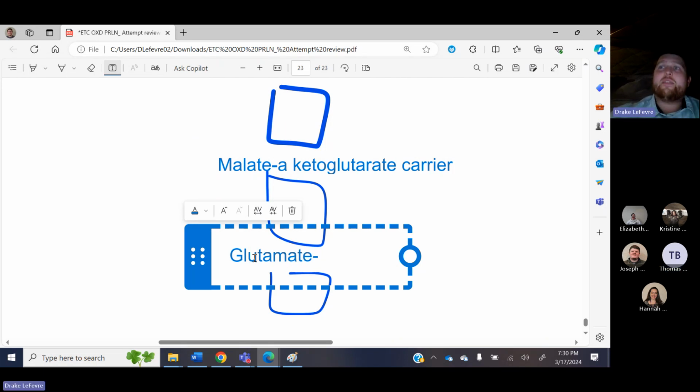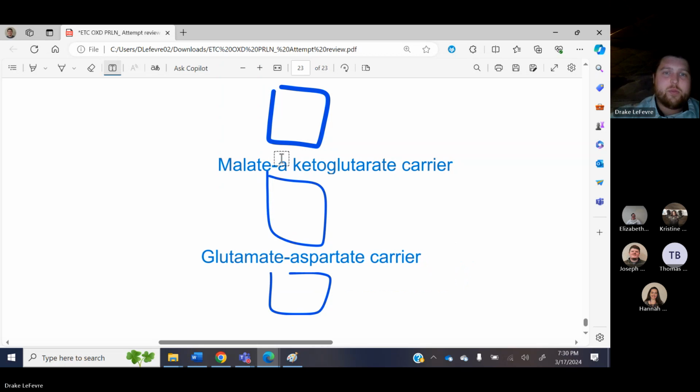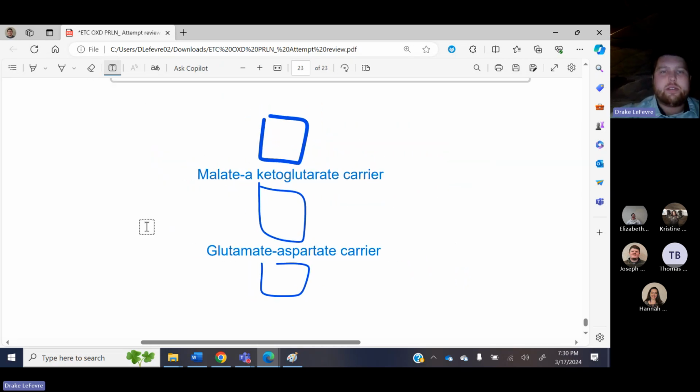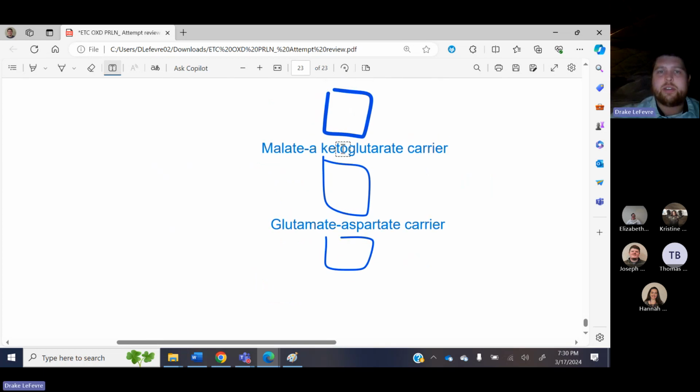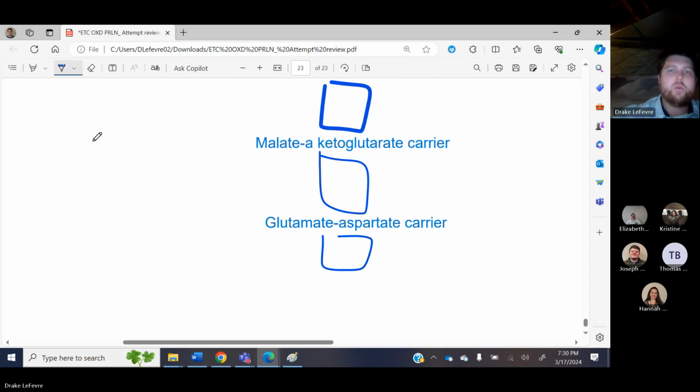Yeah. And then we have the glutamate aspartate carrier. We need glutamate and we need aspartate. A lot of these chemicals, the malate, alpha ketoglutarate, glutamate, aspartate, are very, very similar to each other. There's just one little detail that changes them and makes them a little bit different, which is why we're able to, using the NADHs and the NAD plus, produce those.